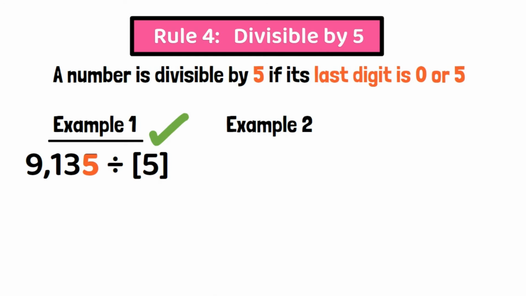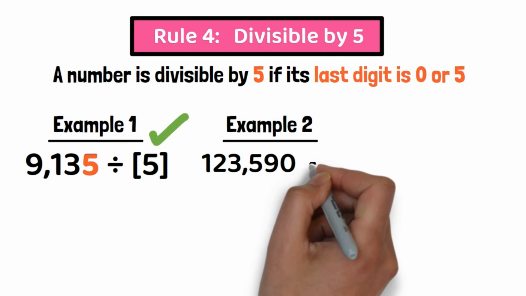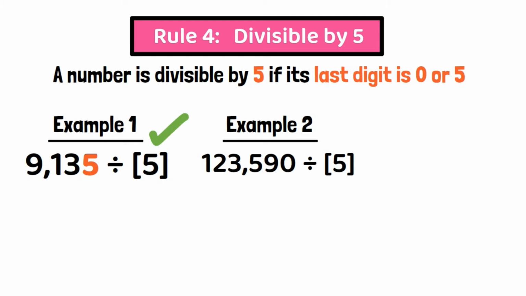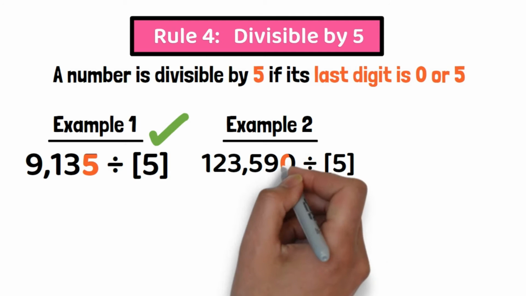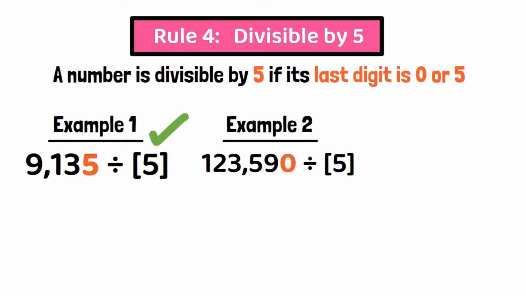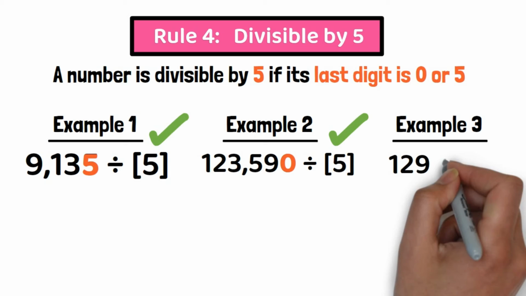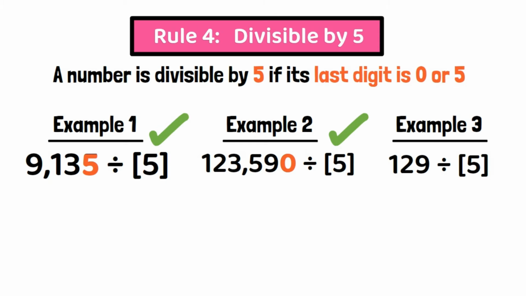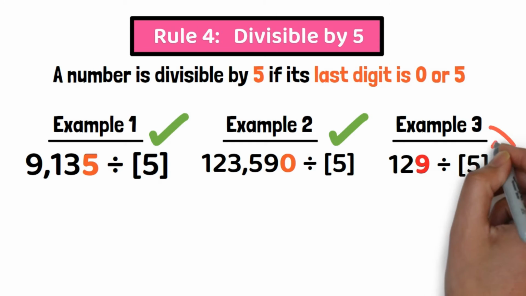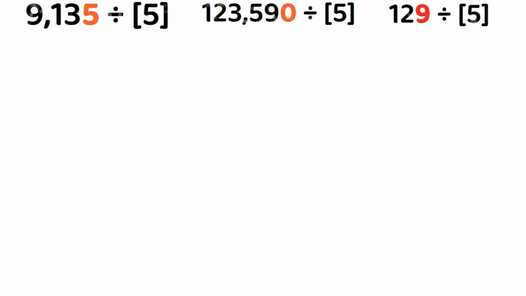Example 2. Is 123,590 divisible by 5? Let's find out. The last digit is 0. So 123,590 is divisible by 5. Example 3. Is 129 divisible by 5? Let's check. The last digit is 9. So 129 is not divisible by 5.